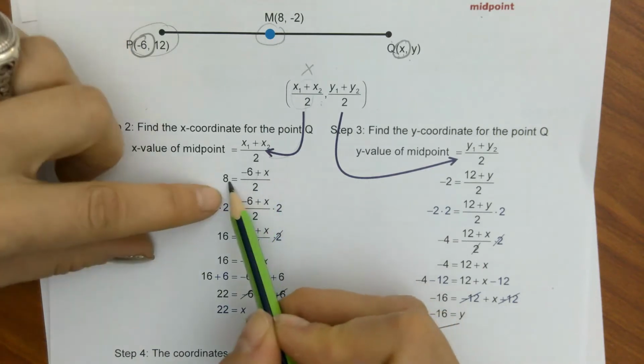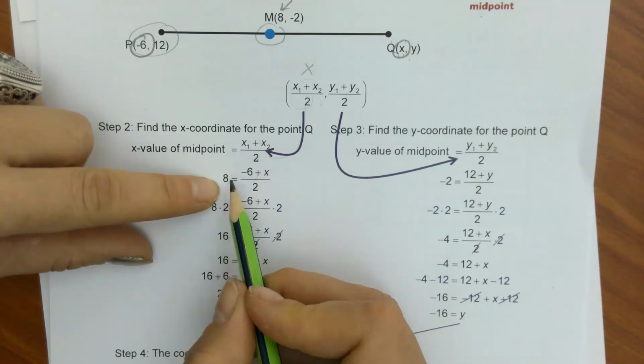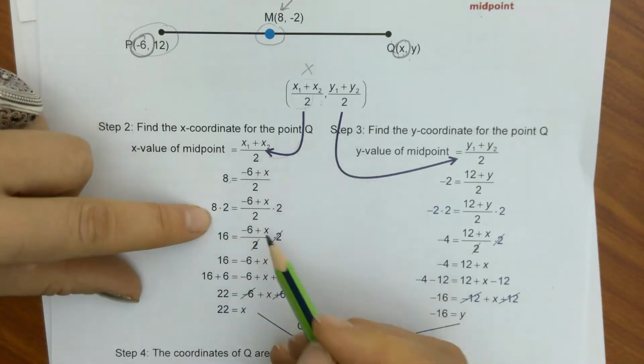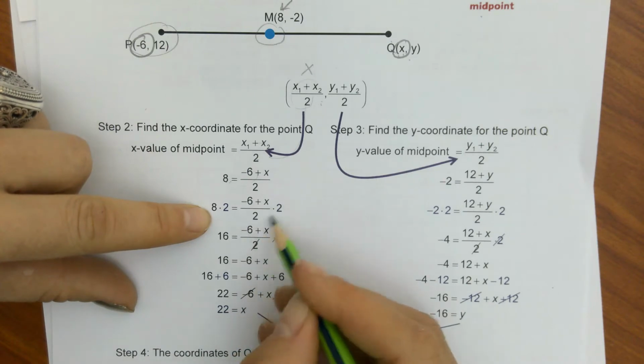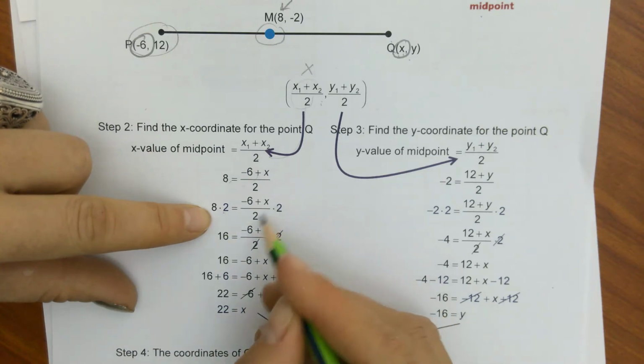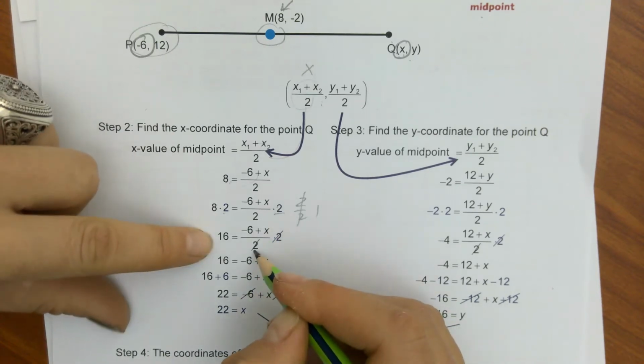But I already know my answer. I know my midpoint x value is 8. So I just put it here, and then I solve for x. I have to get rid of this 2, so I multiply both sides by 2. And what's 2 over 2? 1. So that's gone. It becomes 16.